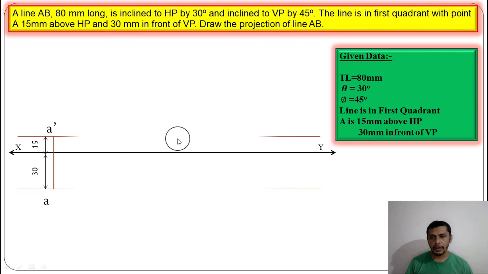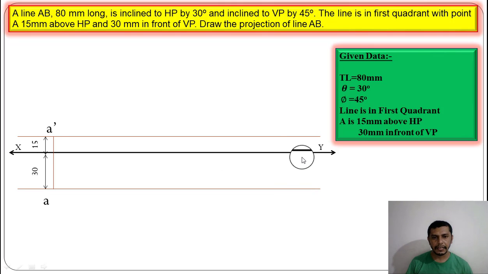Now draw the locus of A dash and locus of A, which should be parallel to the XY reference line. So this will be locus of A dash and this will be locus of A. After deriving the locus, first of all we have to apply this data. That means we have to draw this true length with theta and phi. So we can draw true length with theta angle from A dash.